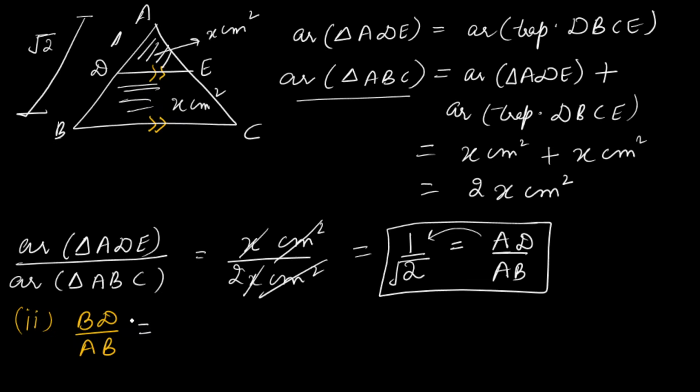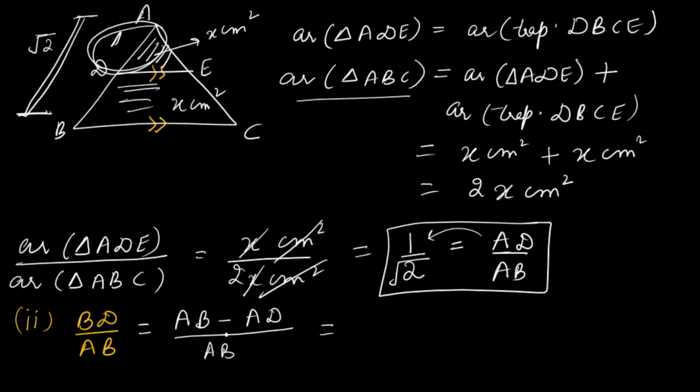So BD we can write as AB minus AD. So this is AB, and from AB if we subtract AD it will be BD. So here we can write BD as AB minus AD by AB. Now AB has root 2 parts, AD has one part. So root 2 minus 1 by root 2.